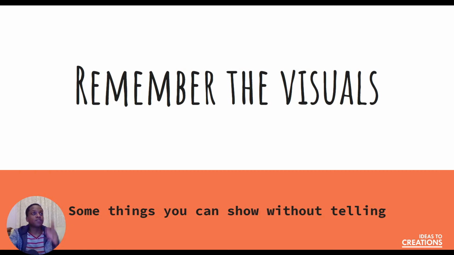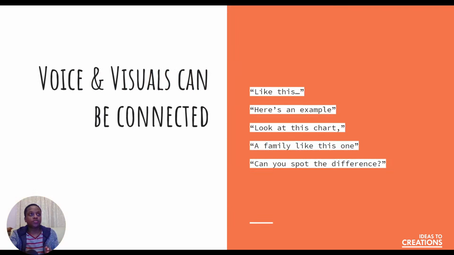Remember the visuals, some things you can show without telling. Remember that you're doing an animation. You don't have to say everything. There's an opportunity to connect the voice and the visuals. So you can say stuff like, here's an example of someone in trouble, and the animation just shows that happening. The voice doesn't have to say it. And if you keep that in mind, you can also make things longer and make things shorter.